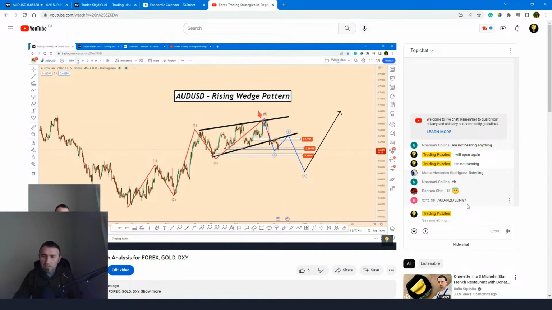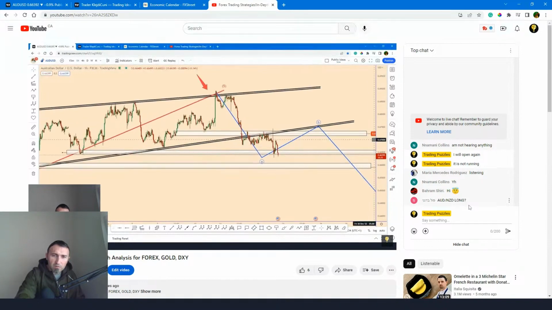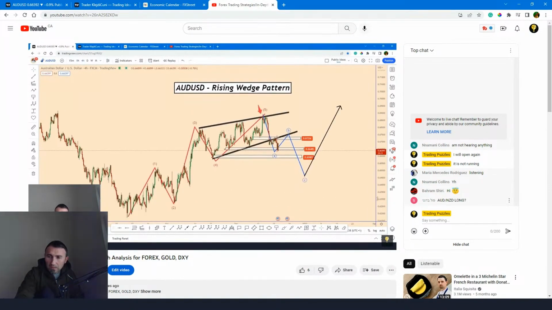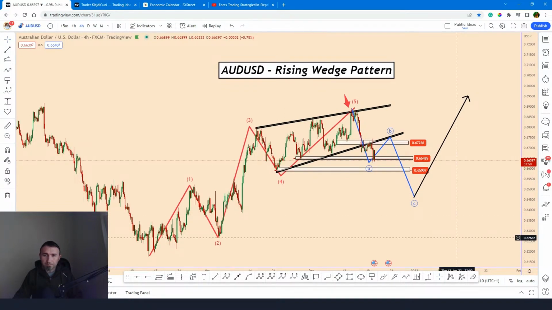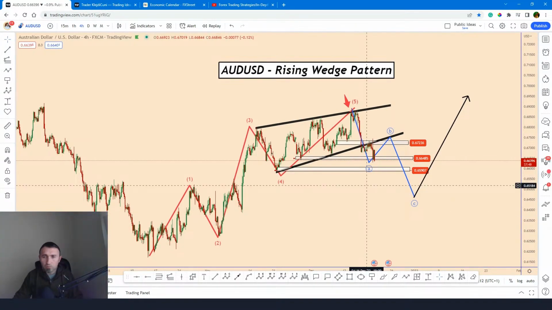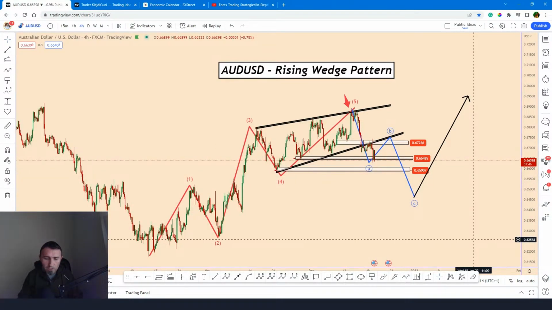One of the guys is writing about Australian dollar and the New Zealand dollar. I don't know if that is going to be long. It's very risky right now. We have to be very, very careful for that currency pair. I'm going to check it just for a moment to finish with the one that we have.